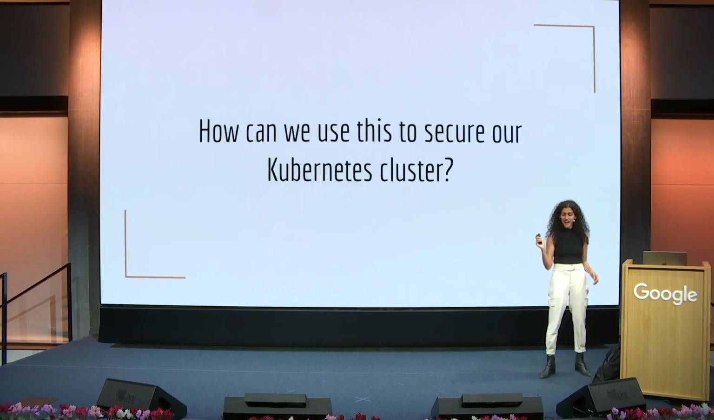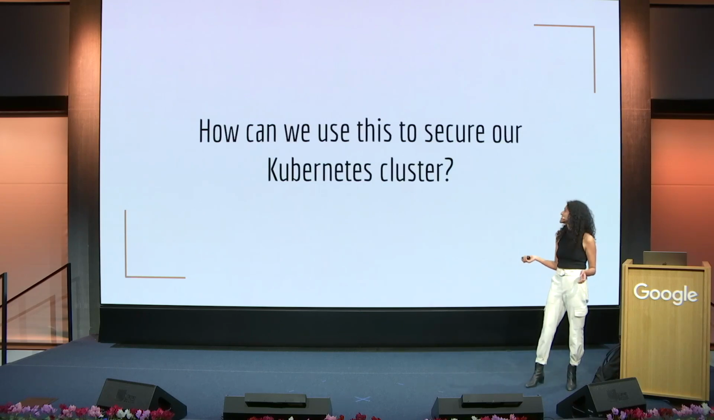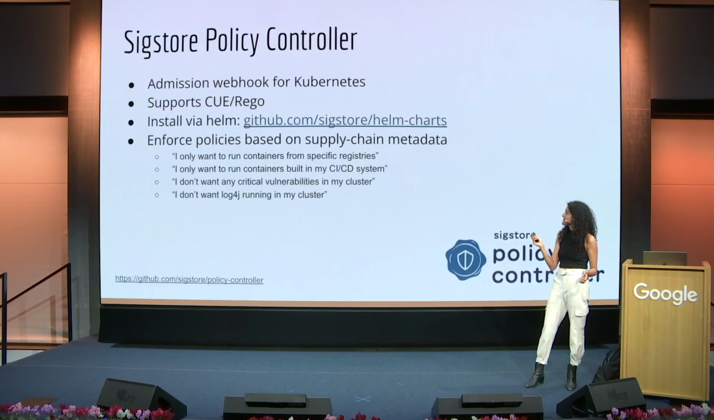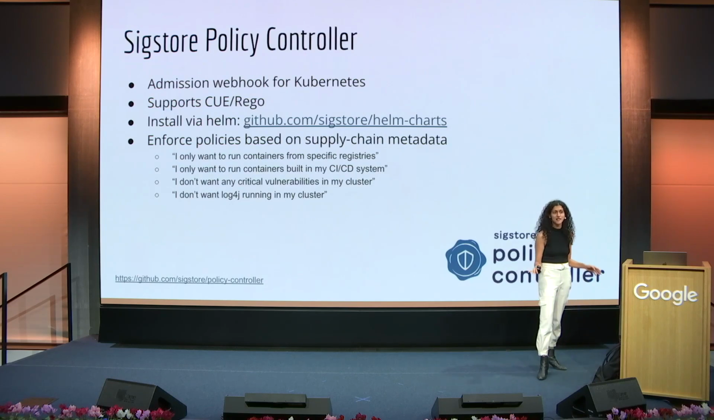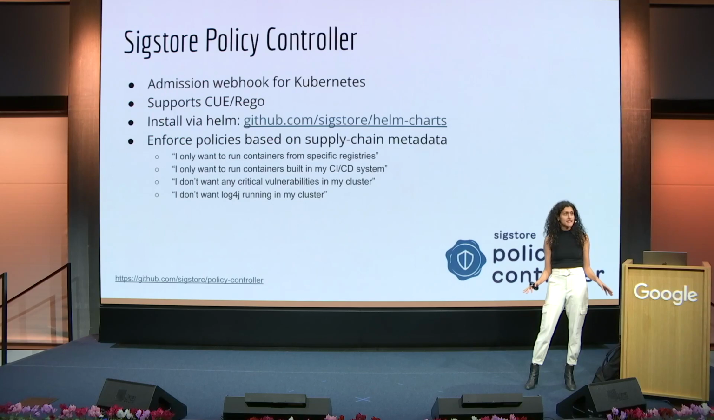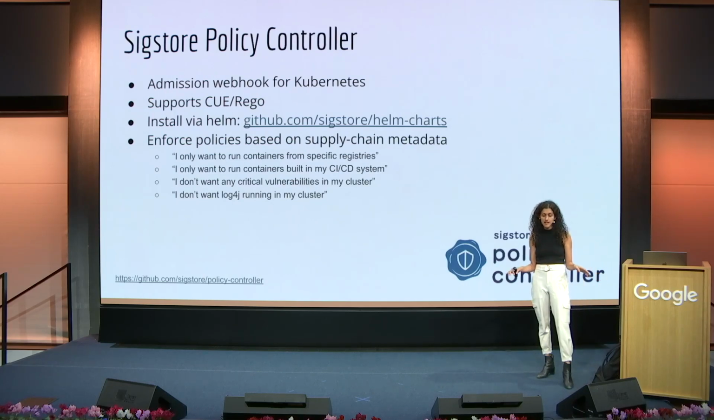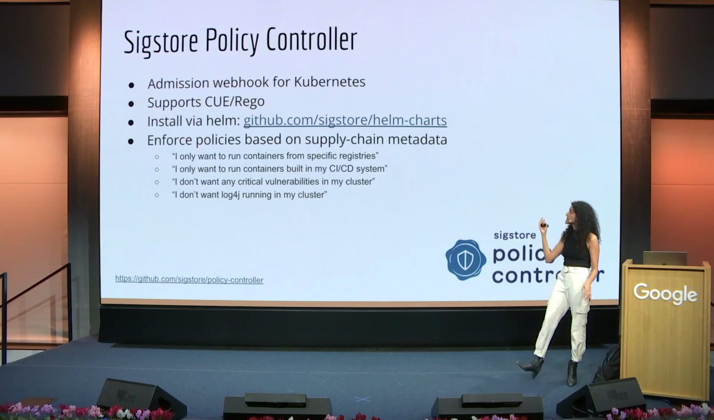Great. So how can we use this information, this metadata around our images to actually secure our Kubernetes cluster? So this is where the Sigstore policy controller comes in. The policy controller is an admission webhook for Kubernetes, and it allows you to write really powerful policies around supply chain metadata in either the CUE or the Rego policy languages.